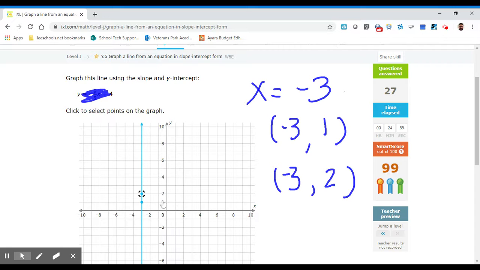And what you'll notice is that every single x value in your line, it doesn't matter what it is, every single x value is -3. So if your y was 8, your x is still -3. And that's another problem I know you're going to encounter. I just didn't see it on here, so I wanted to make sure that we covered it.